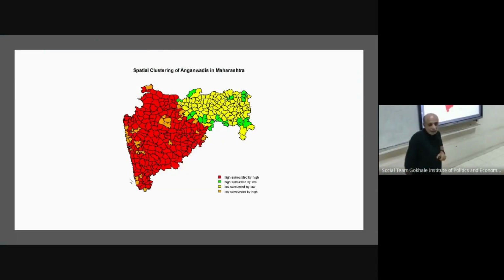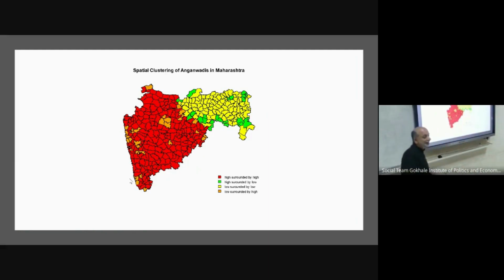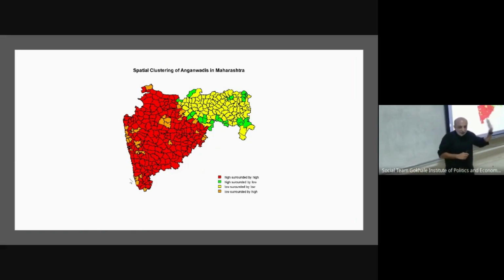Okay. Look at Anganwadi clustering. Where are Anganwadis in Maharashtra? They're all in this region. These are areas where availability is low, surrounded by other low areas, except this green one, which is Gondia, a very powerful politician's constituency. So you see Gondia and other such constituencies stand out in many different clusters. But otherwise, you see a very unequal distribution of Anganwadis across Maharashtra.